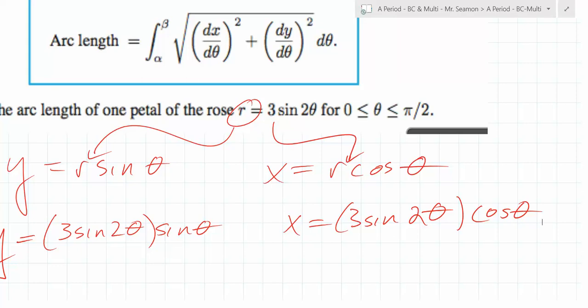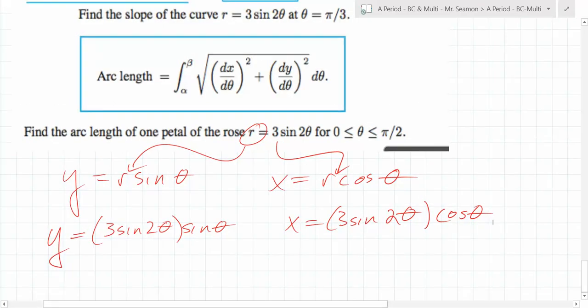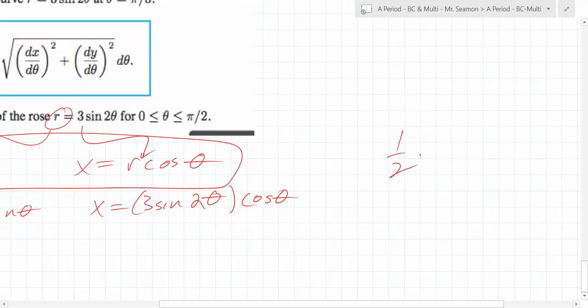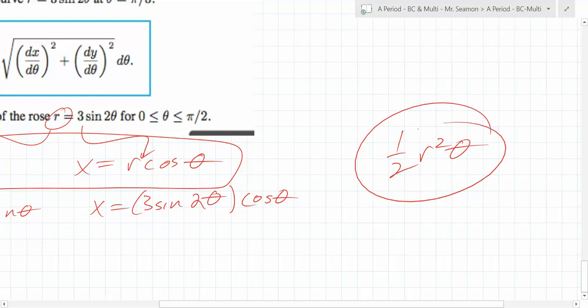So I guess if you walked away with one thing, actually 2 things today, walk away with this and walk away with 1/2 r squared theta. Those are probably the 2 things you want to walk away with today.